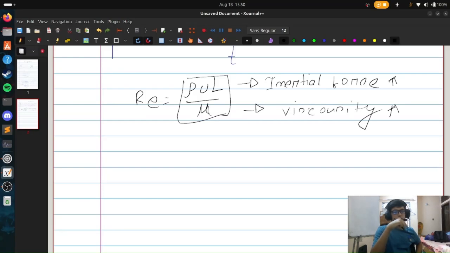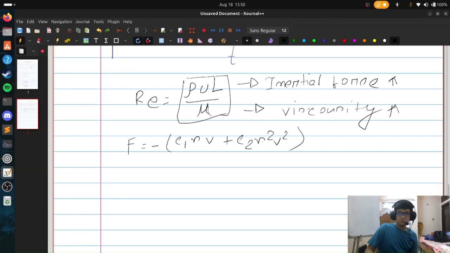You guys might have studied about resistive force in a fluid. If you did study about it, like C1 R V and C2 R squared V squared. You see, this is the viscous term. And this is the pressure term.